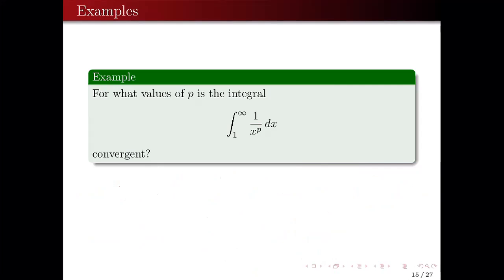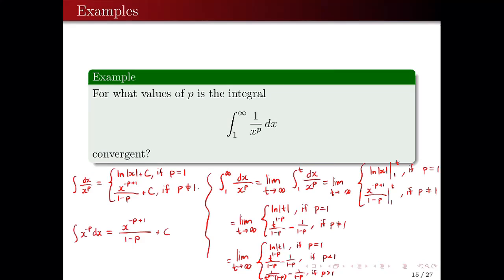So what do we have? On the first case, if p equals 1, then we have the limit as t approaches plus infinity of ln of t, or ln of the absolute value of t. And this is equal to plus infinity. So you have ln of t here, t approaching plus infinity, so this will just go to plus infinity. That's when p equals 1.